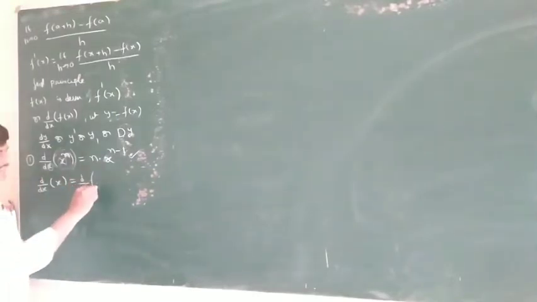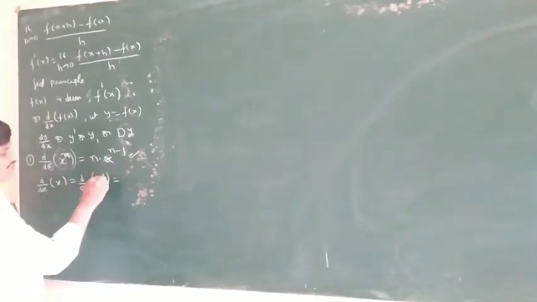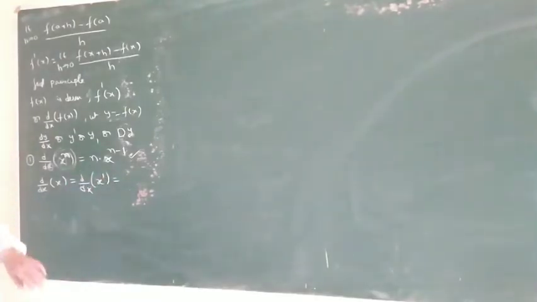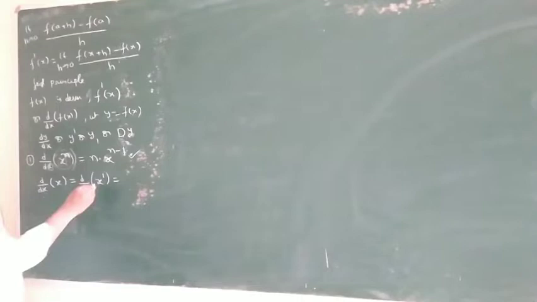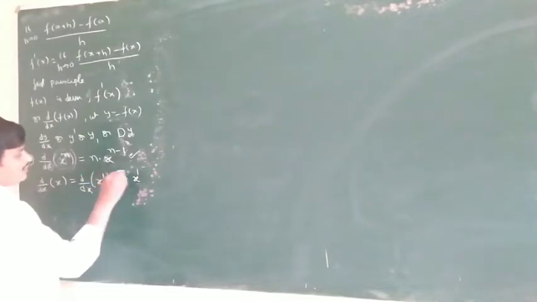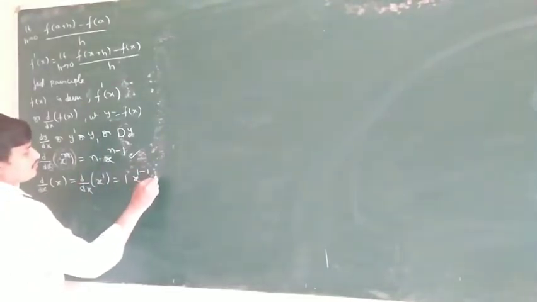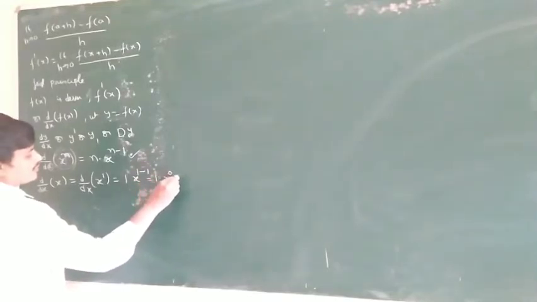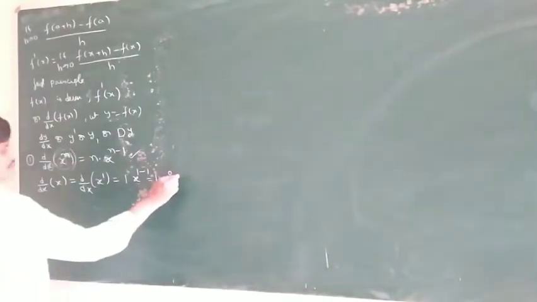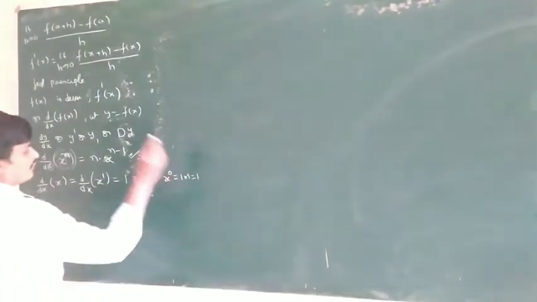Now the derivative of x is the derivative of x power 1. Here n is equal to 1. So it is 1 into x power 1 minus 1, which is 1 into x power 0. Any number to the power 0 is equal to 1, so 1 into 1 is equal to 1.